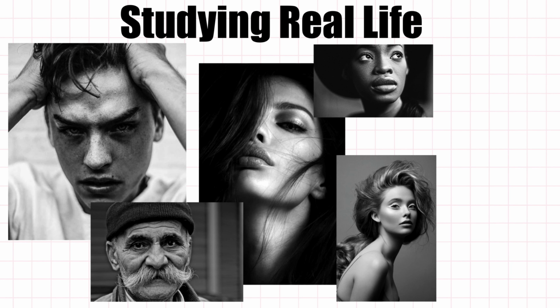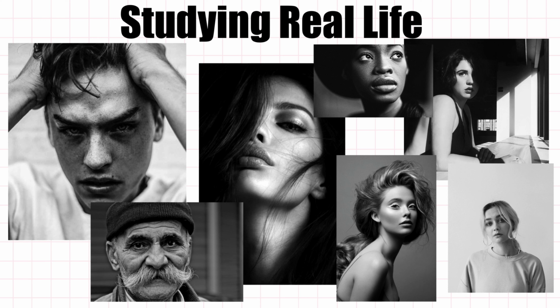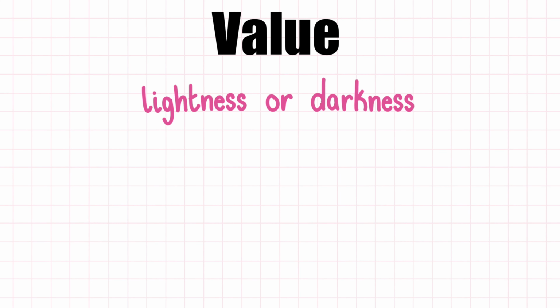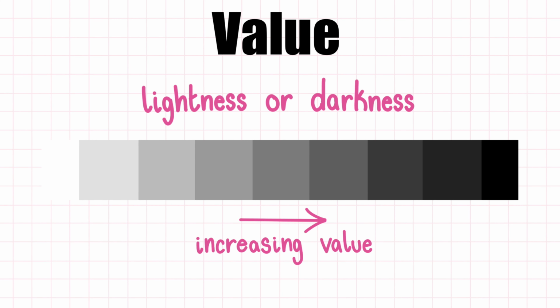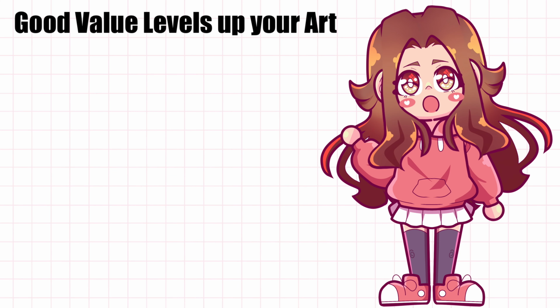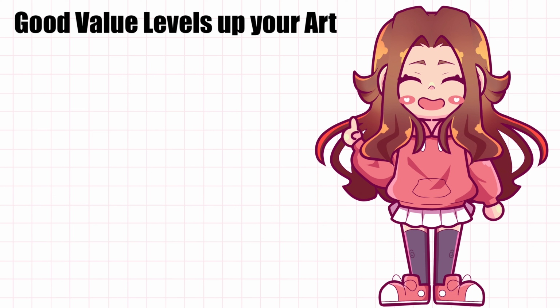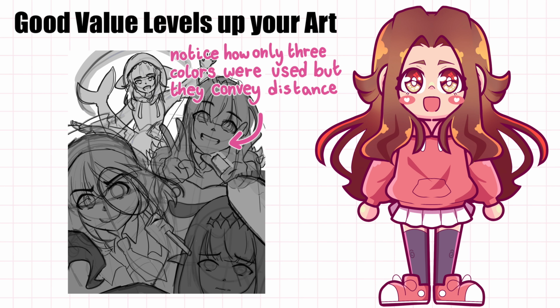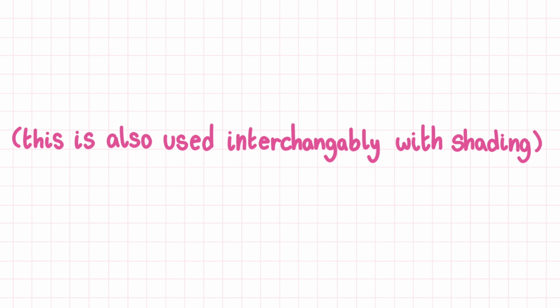And lastly, we can observe value. For those of you who don't know, value refers to the lightness or darkness of a color. This goes for all aspects of coloring, not just when shading skin, but it is important to create dynamic value that will create more visually appealing and accurate colors within your rendering. Psst. Rendering refers to the stage where you add details to your drawing. This is also used interchangeably with shading.